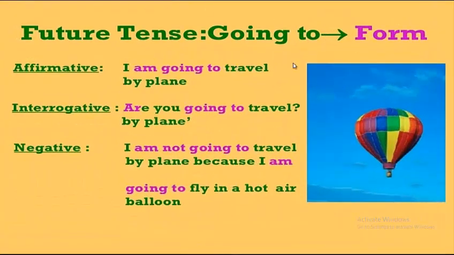Let's summarize what we have studied, my dear students. In affirmative, we use am, is, are, going to, followed by the infinitive. In the negative form, we start with the verb to be am, is, are, or we can start with the question word. In the negative, we change am to am not, is to isn't, are to aren't.